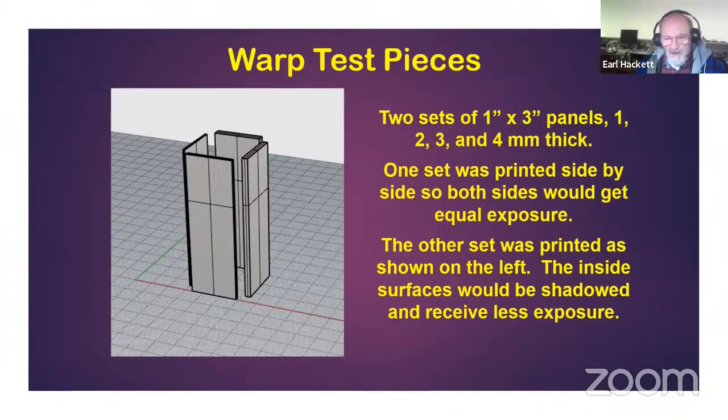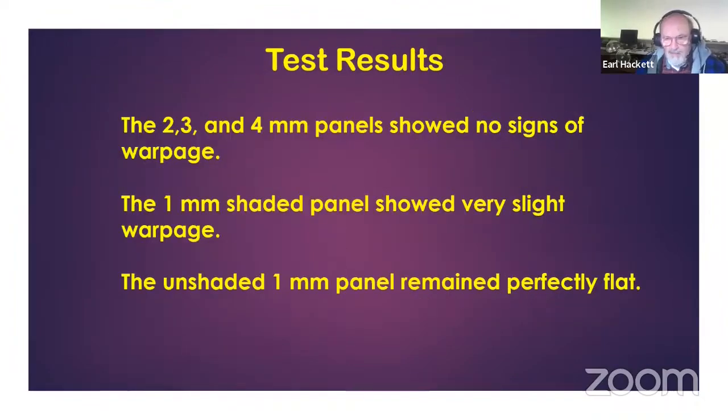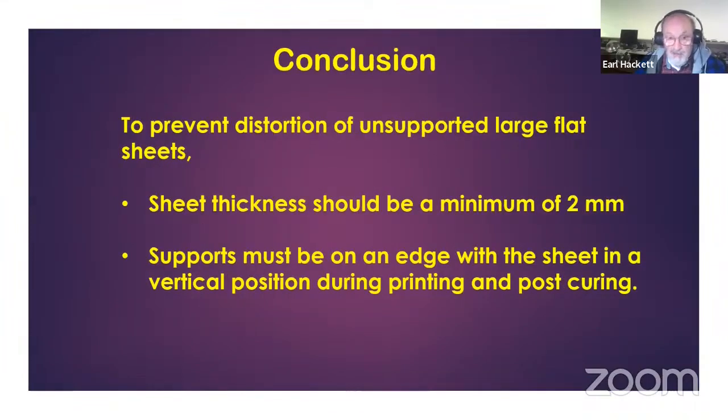So I'm starting to try to figure out why things bend and twist and warp. Well, yeah, the unshaded 1 millimeter panel was perfectly flat, and the shaded panel, very slight warpage. Even slight warpage is too much because the thing has to fit.